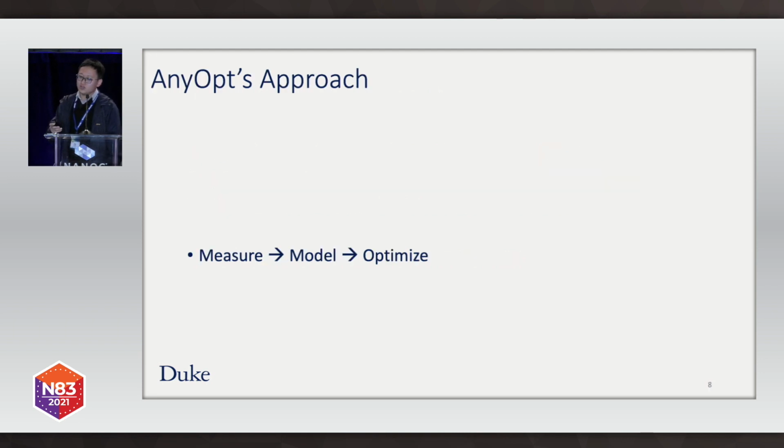So in order to solve that problem, we propose AnyOpt. AnyOpt is a method for Anycast network optimization that follows a three-stage approach: measure, model, and optimize.